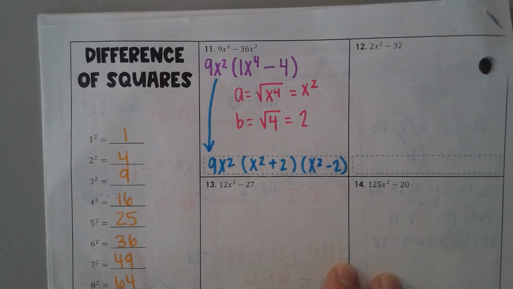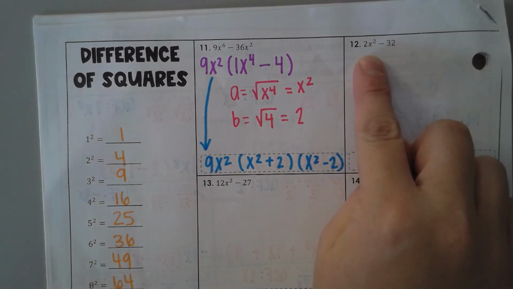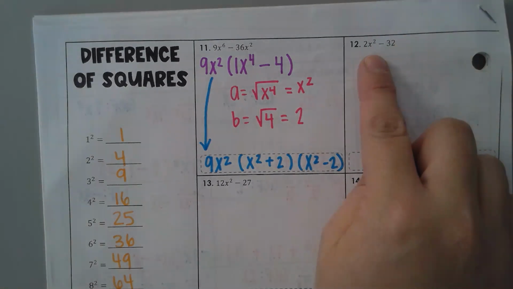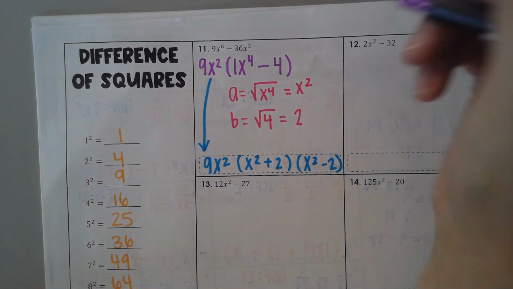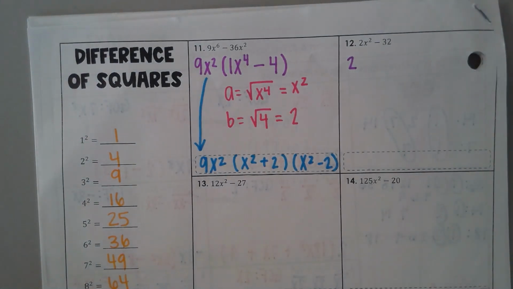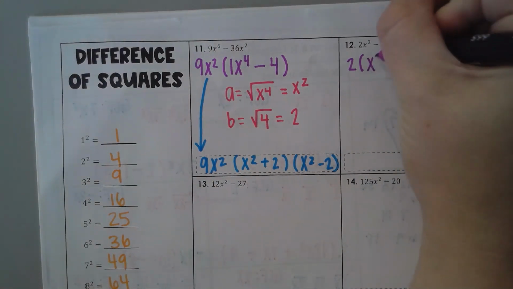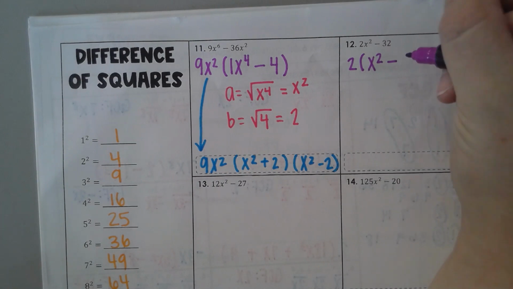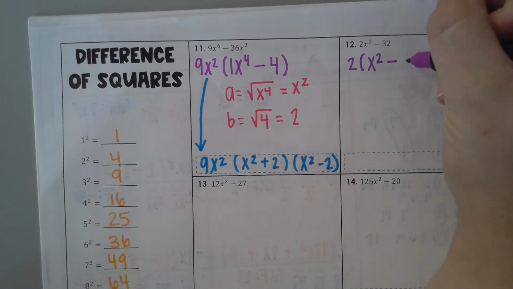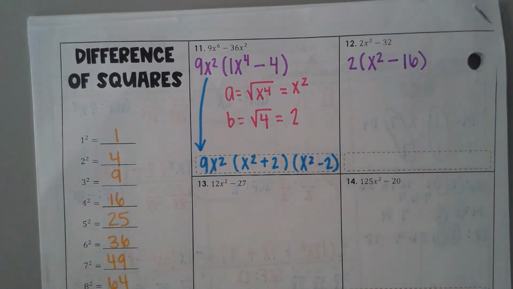Number 12. Is there a GCF? Yeah. These numbers are not perfect squares, so there would have to be a GCF for that to work. And yes, it is 2. Do they have any x's in common? No. So all we're doing is dividing out the 2, which leaves us with x squared minus, not 32, 16. We're dividing by 2.